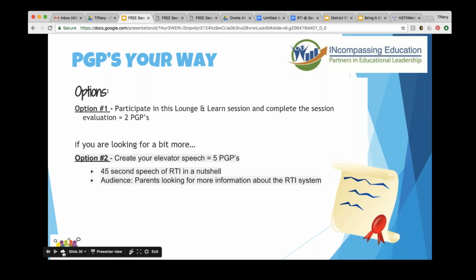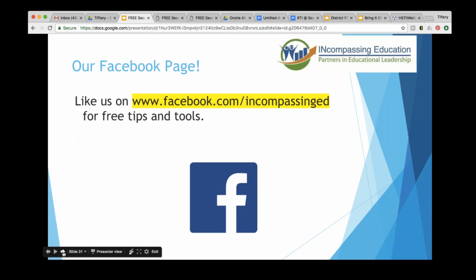Option number 2 is where you're going to create your elevator speech. This is going to be 5 PGP points. You're going to think about a 45-second speech of what RTI is in a nutshell. Your audience could be parents that are looking for more information about the RTI system. This elevator speech is something that you're going to be able to give so many times as you work through RTI implementation and have conversations with parents. So that would be the way that you can get your 5 PGP points: email that elevator speech to get those 5 PGP points.